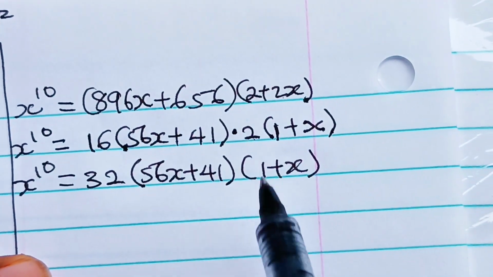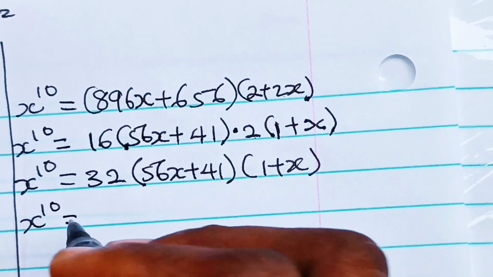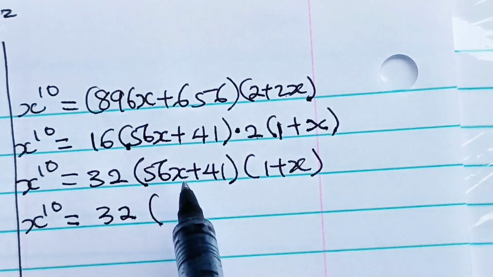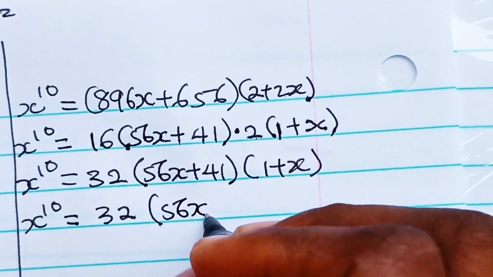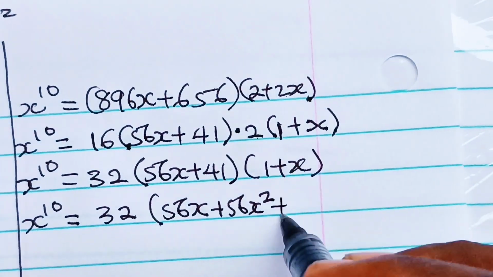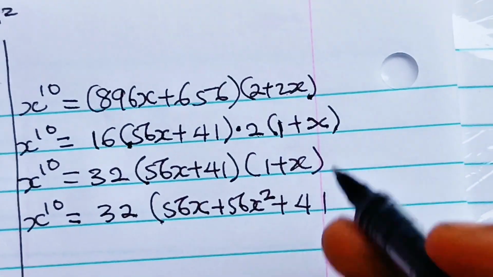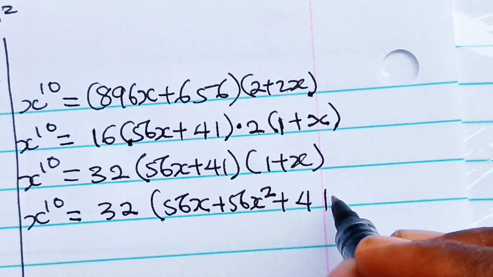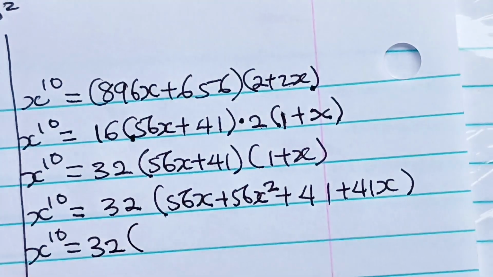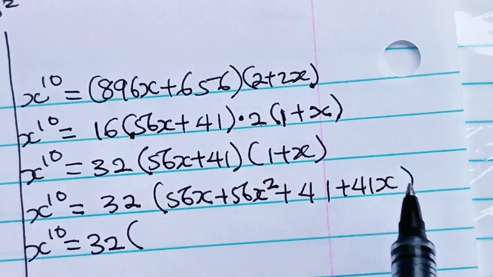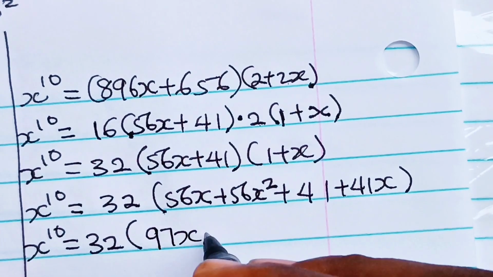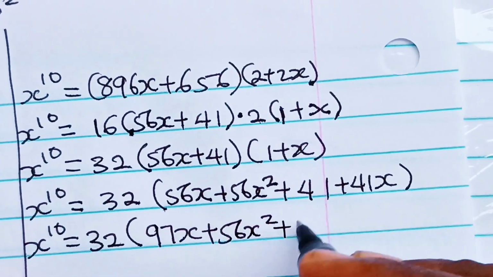At least at this time now, it will be easier for us to multiply. Now x to the power of 10 is equal to 32 bracket. Now let us multiply. 56x times 1 will give us 56x. 56x times x will give us plus 56x squared. Now 41 times 1 will give us plus 41. And 41 times x will give us plus 41x. So x to the power of 10 is equal to 32 brackets. Now 56x plus 41x will give us 97x, so we have 97x plus 56x squared plus 41.